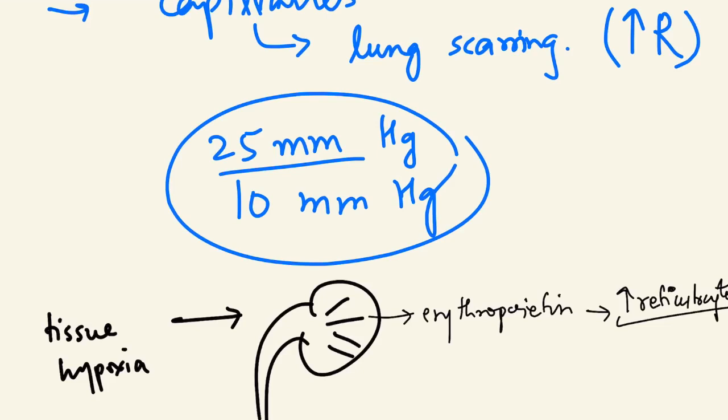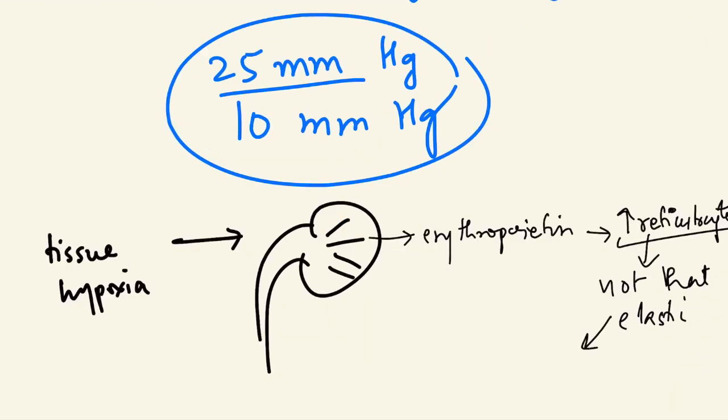So what will happen is that reticulocytes, as they are immature, are not that elastic. They are going to get stuck in the capillary beds, and we are going to lose capillary beds because they get stuck, and there is going to be no supply to these and the tissues around them as well.